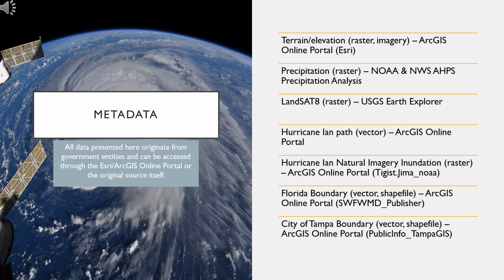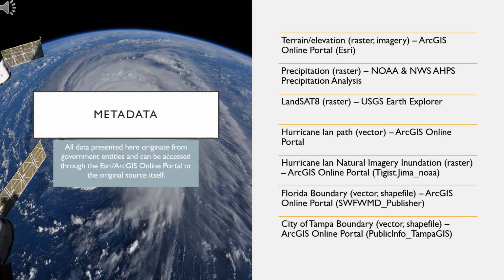To capture natural imagery of the featured area, or the Tampa Bay area, I pulled 3 Landsat 8 data files from the USGS Earth Explorer portal. These Landsat images were captured during the week leading up to Hurricane Ian's landfall, between September 20th and September 27th, with a maximum of 10% cloud cover. These were all raster data files.